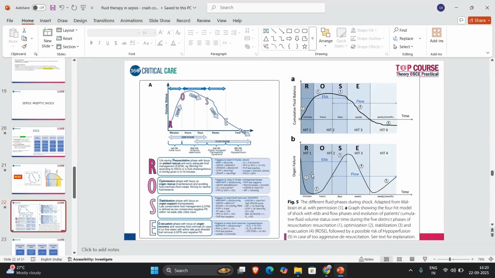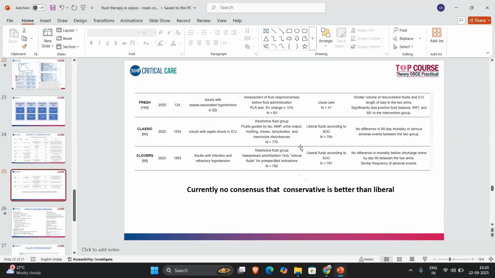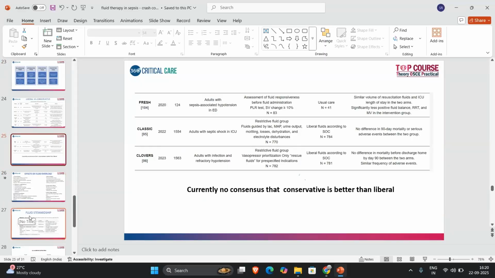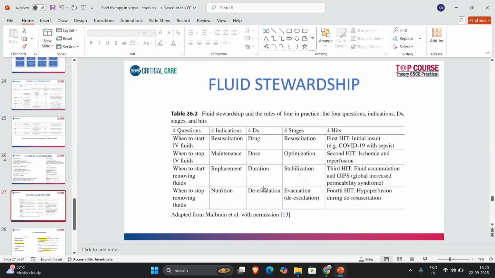Four hits. Remember, organ damage can happen in all the stages. It just depends on how we are resuscitating. So this is about the ROSE concept. No major evidence based on liberal versus conservative. Fluid overload. When you're talking about fluid therapy, don't forget to write the complications of fluid overload. Then talk about fluid stewardship. If the question itself is fluid stewardship, probably if you write this slide, it's more than enough.